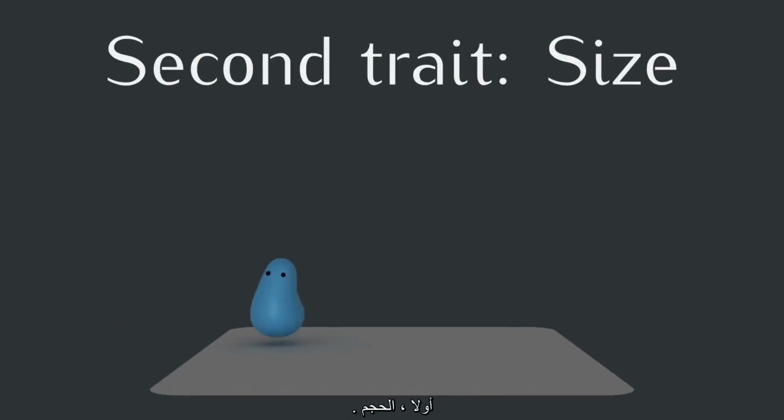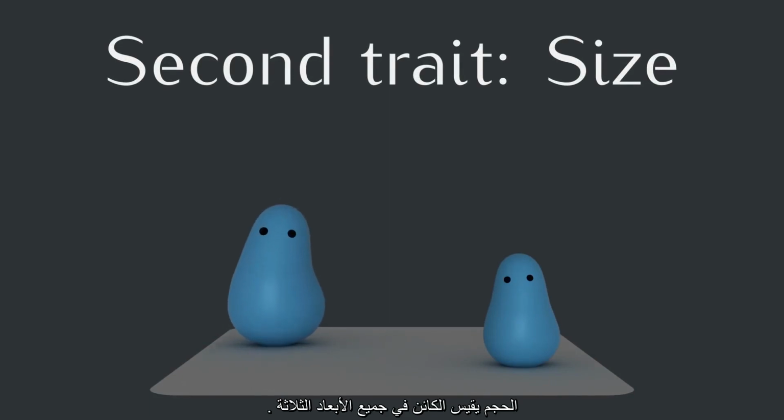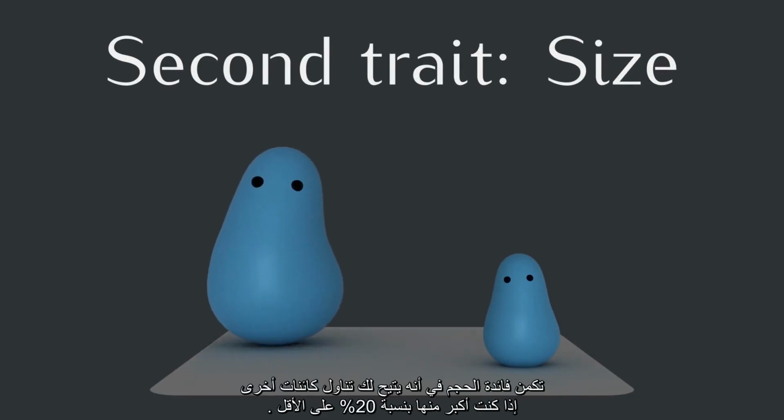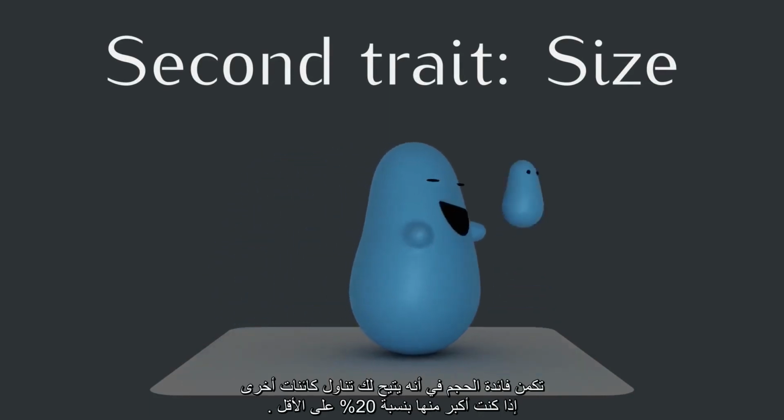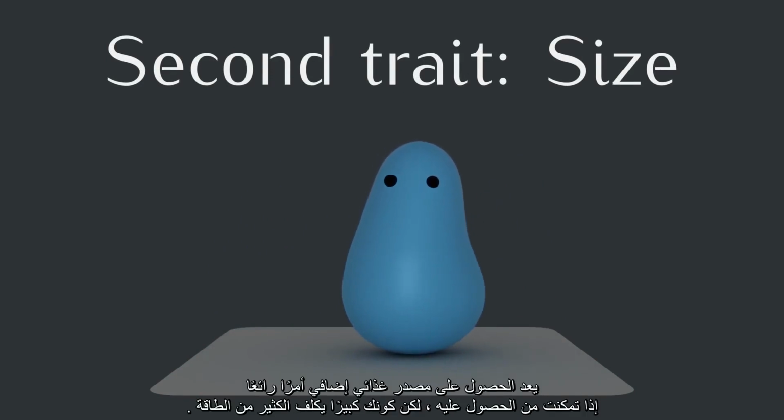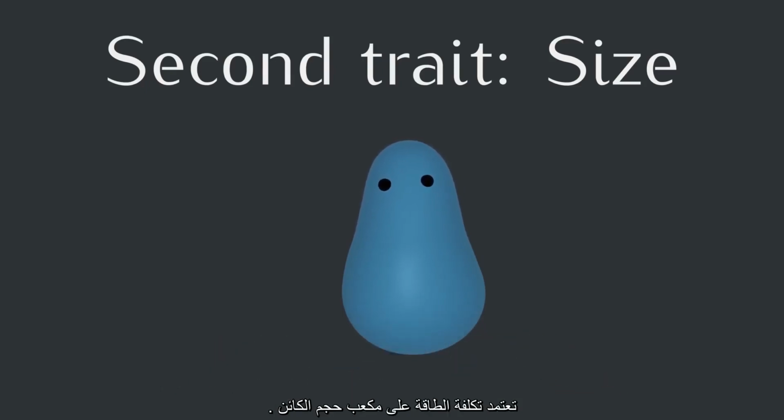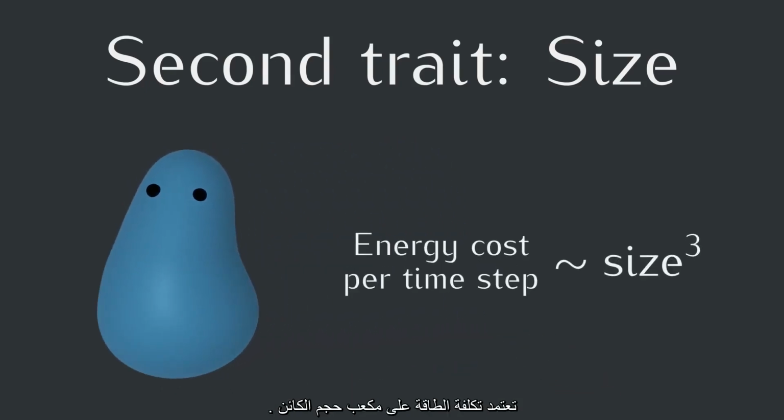Alright, now that we've gotten our feet wet with one varying trait, let's add two more: size and sense. First, size. Size scales the creature in all three dimensions. The benefit of size is that it lets you eat other creatures if you're at least 20% larger than them. Getting an extra food source is great if you can pull it off, but being big costs a lot of energy. The energy cost depends on the cube of a creature's size value.